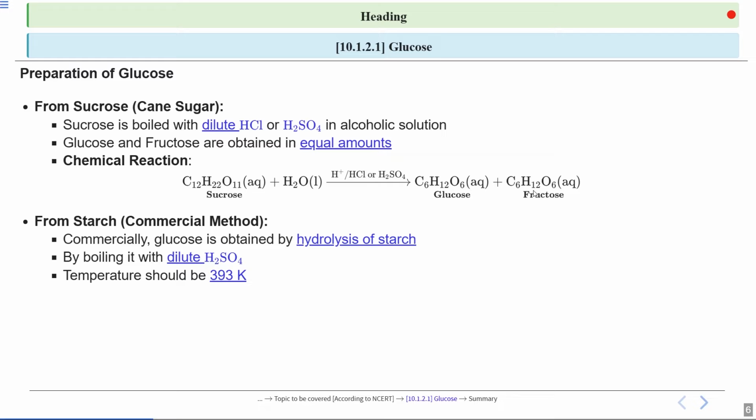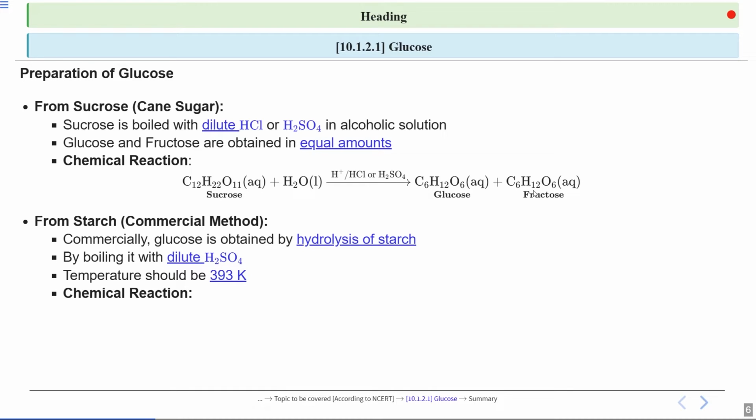Now it is important to control the temperature during the reaction. So the mixture is heated to about 393 Kelvin, which is around 120 degrees Celsius. So this high temperature speeds up the reaction, but we need to be careful not to go too high. Okay? Otherwise, as a result, the glucose might decompose.